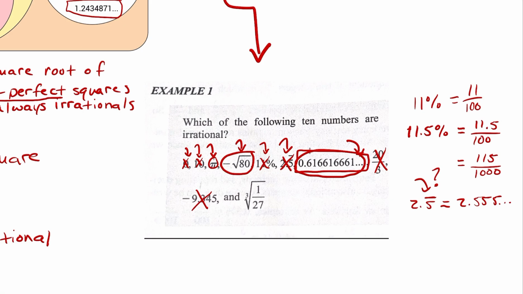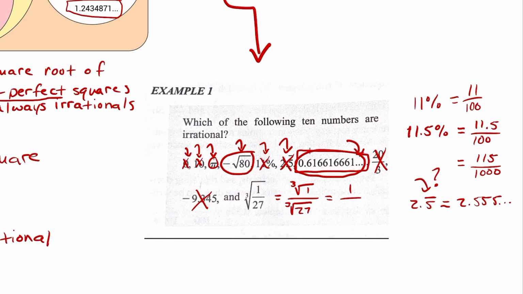And then finally, we have the cube root of 1 over 27. Now, this is a little bit more of an advanced expression. So let's go ahead and rewrite it in a way that is a little bit easier to see. We could say that this is, in fact, also equal to the cube root of 1 over the cube root of 27. Of course, 1 times 1 times 1 is equal to 1, so we can easily say that the cube root of 1 is just 1.